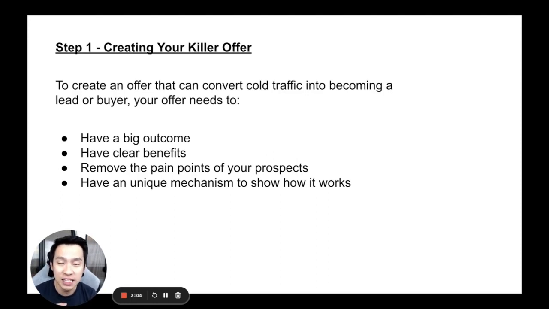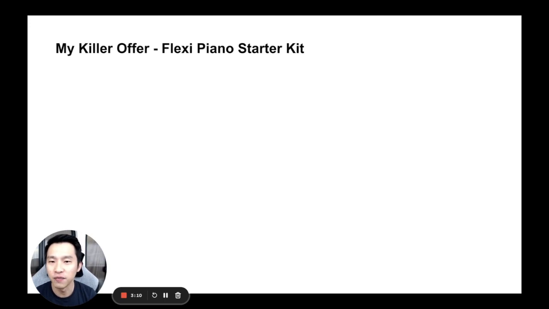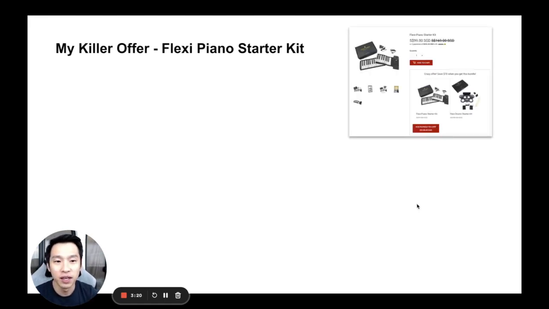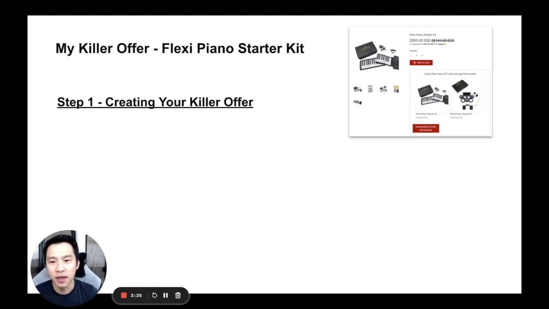All right, so the easiest way for me to explain this will be to use my own killer offer. So what's my killer offer? My killer offer is this product called the Flexi Piano Starter Kit. As you saw from the numbers just now, I've sold close to $1 million worth of it. Now this is the product. It's a $99 product.